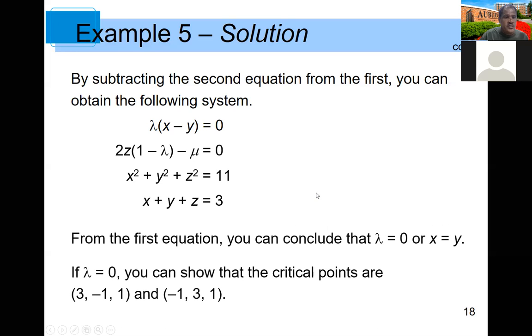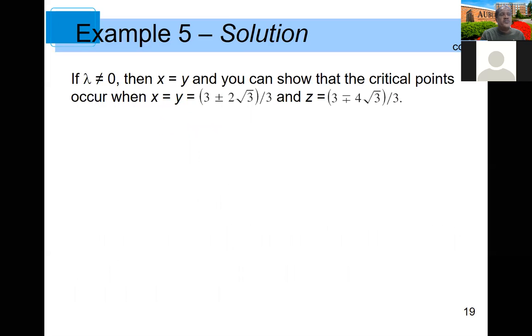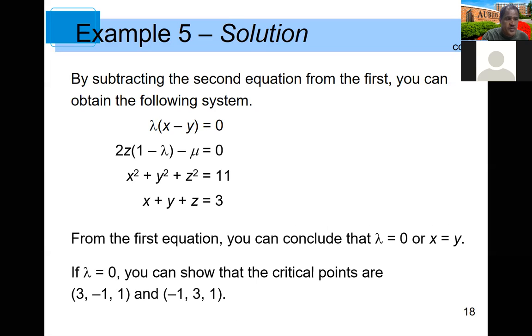So if lambda is 0, well, this slide simply says x is 3, y is -1, z is 1. We already found how z is 1. X is -1, y is 3, z is 1. So if lambda is 0, we get this one and this one. How about if x is equal to y? Let's go back, okay?